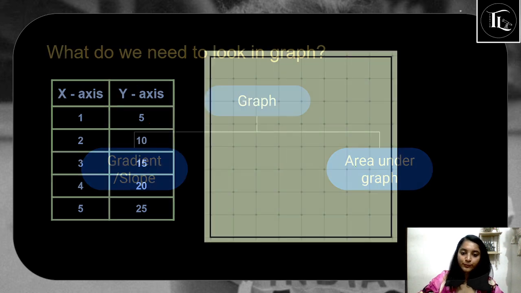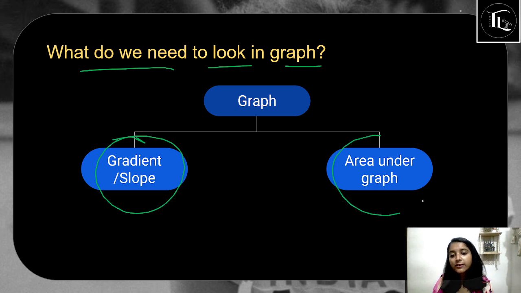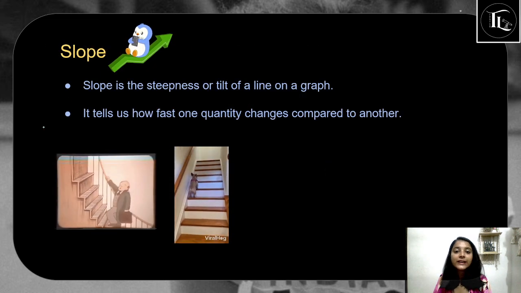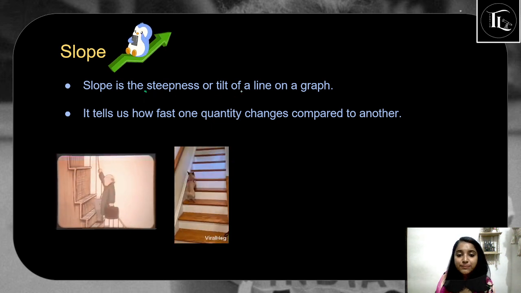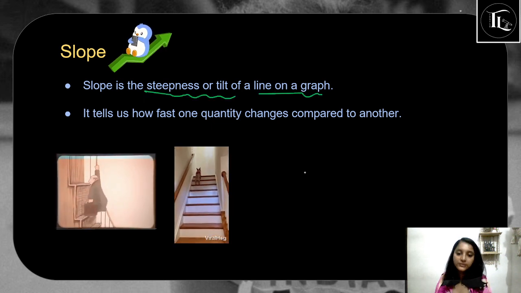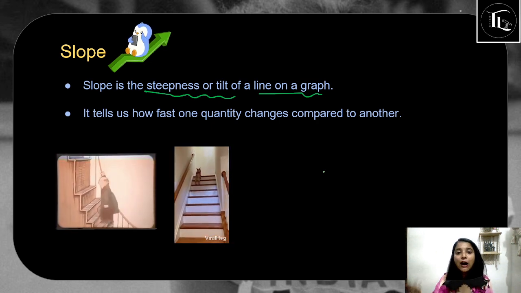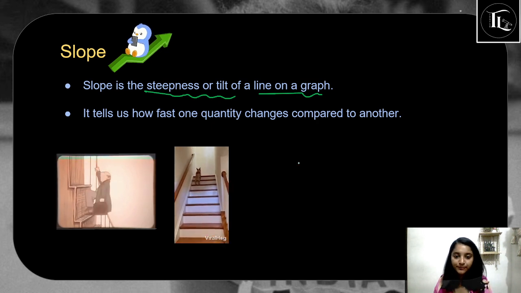Now, so what are we going to look in the graph actually? So in graph, there are only two things. One is gradient or the slope, and other is the area under the graph. So we are going to discuss both of them one by one. First, gradient or slope. So slope is going to tell you the steepness or the tilt of the graph, that how much tilted it is. So it will tell us that how one quantity is changing as compared to the other one.